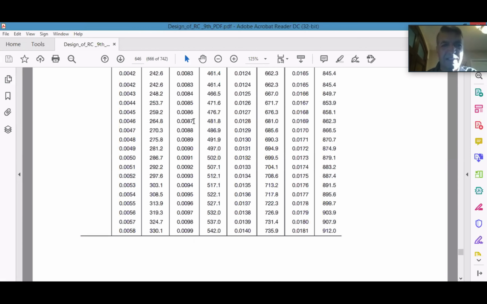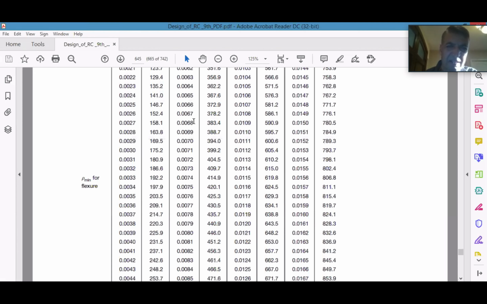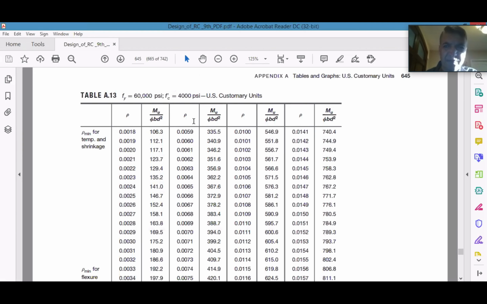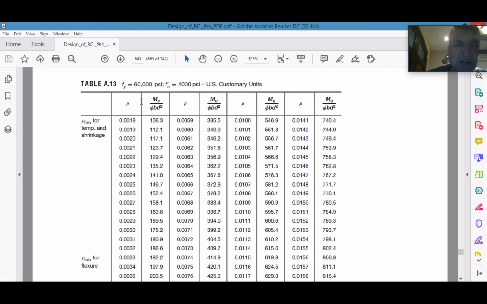This is the one I skipped. Okay, so this is the one: 60,000 Fy and F prime C is 4,000. So make sure this is the first thing you check, and then you follow your rho.